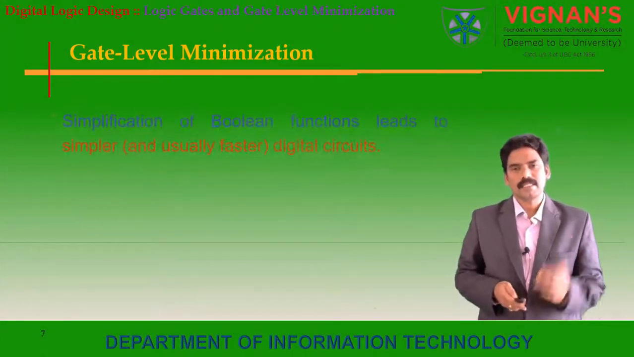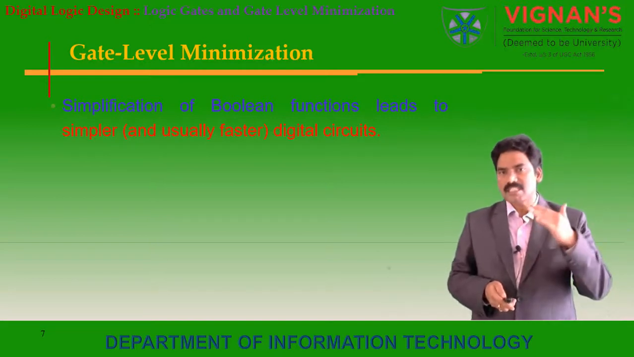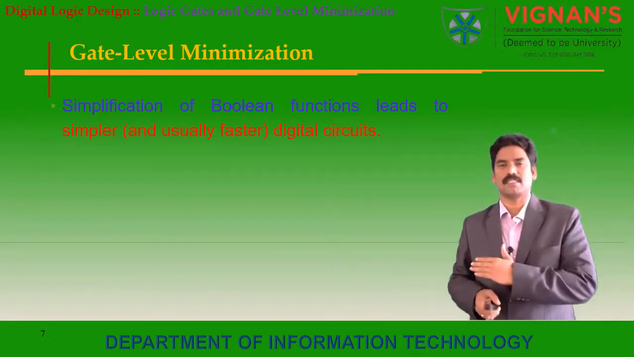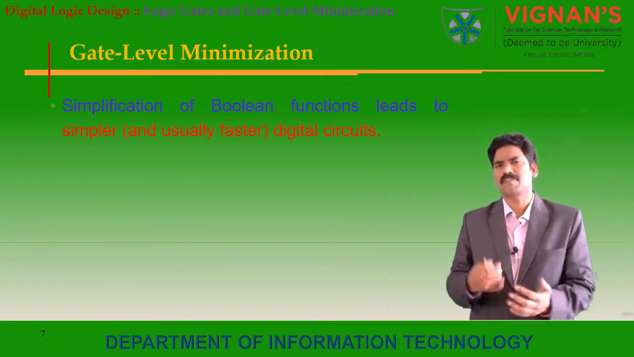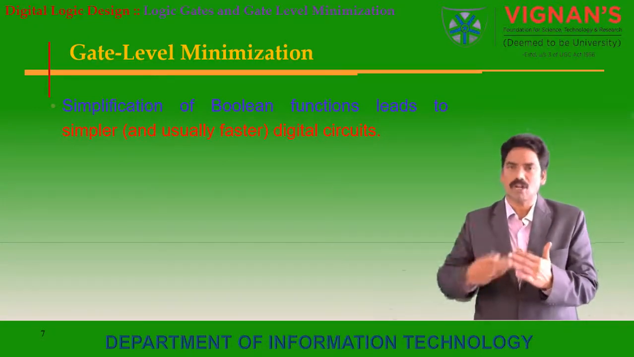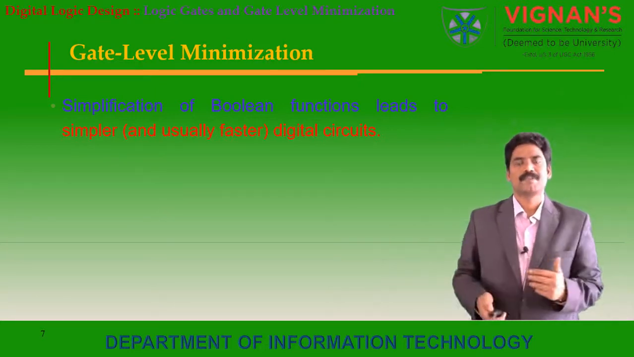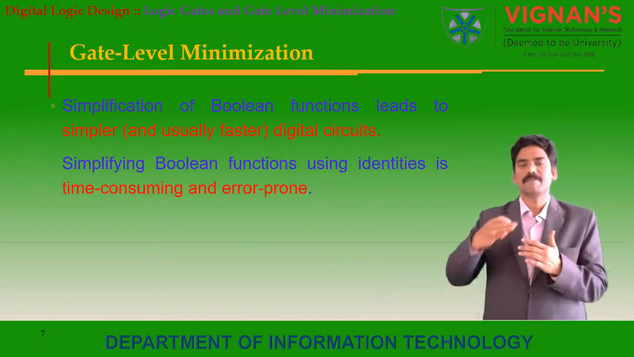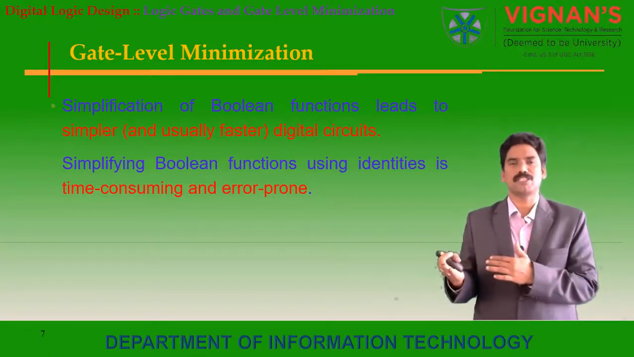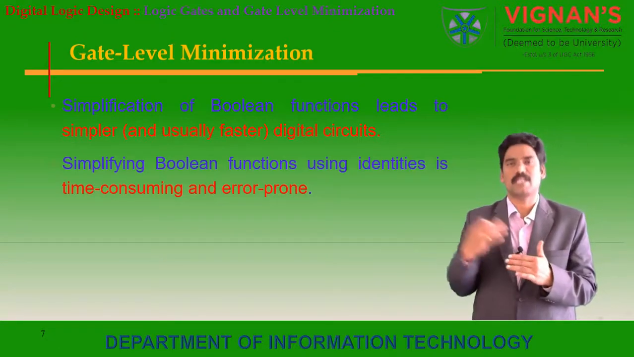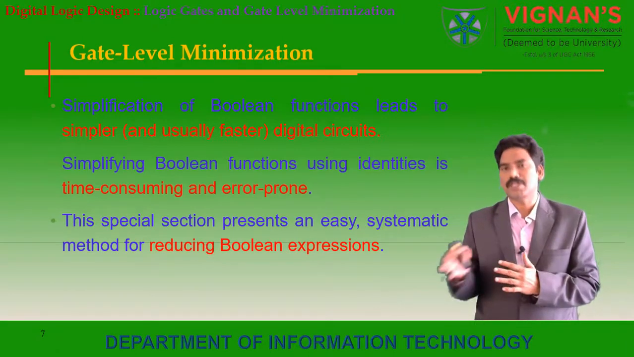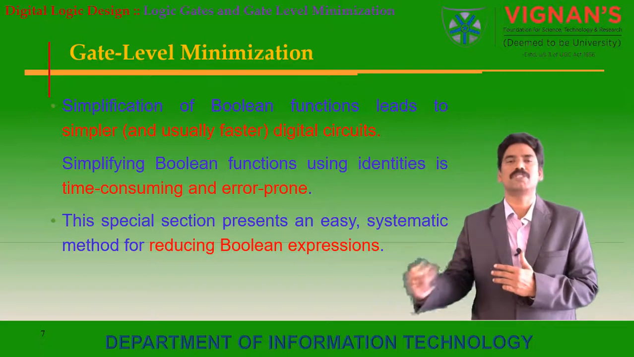Here, in this gate level minimization, simplification of Boolean functions leads to a simpler digital circuit. What is the need of simplification of Boolean functions? Simpler digital circuits automatically work faster. Another advantage is that simplification of Boolean functions using identities, by applying Boolean algebraic laws as done previously, is time consuming and error prone. So we are going to discuss a systematic method for reducing Boolean expressions.